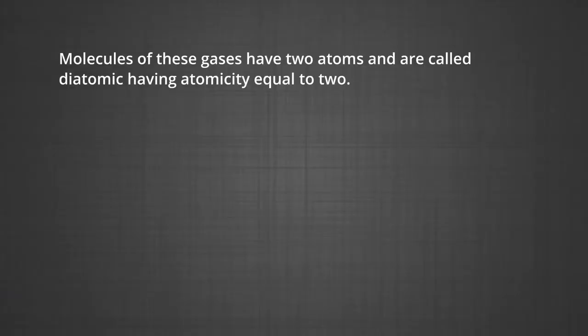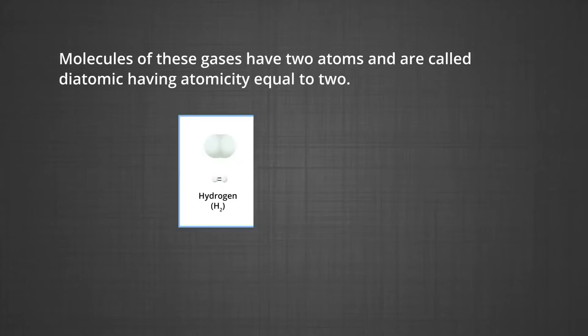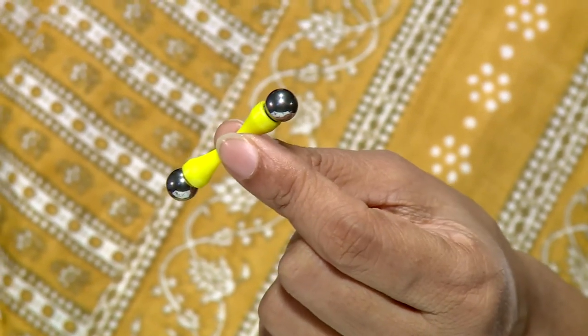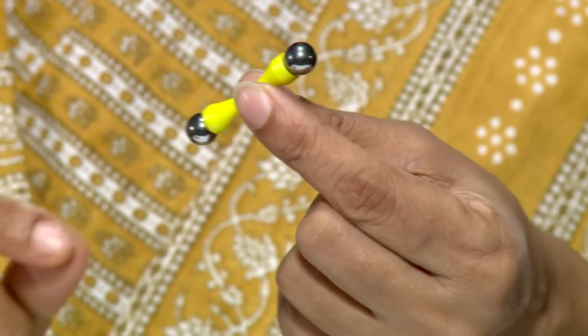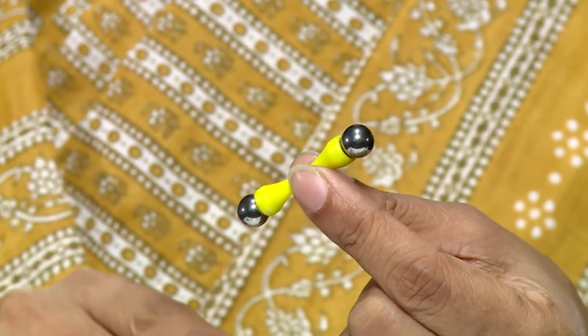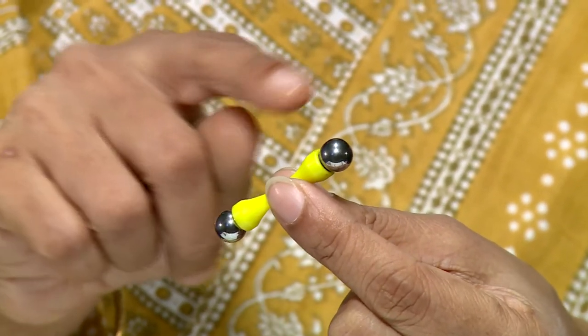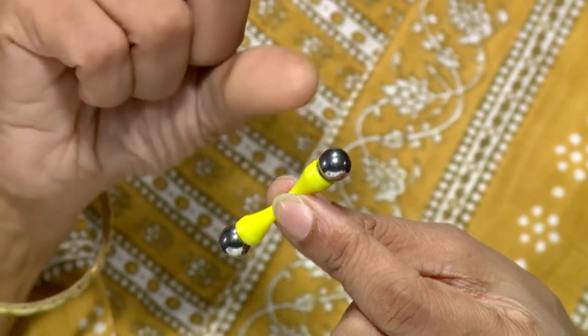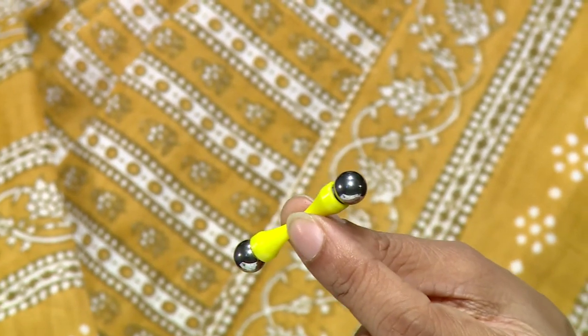Molecules of these gases have two atoms and are called diatomic, having atomicity equal to 2. For example, we have hydrogen, nitrogen, oxygen. Most of these gases are a part of Earth's atmosphere and they are all diatomic gases. This is the model of a diatomic molecule, and in this, the two steel balls are representing the atoms of the diatomic molecule, which are separated by this line, the yellow line over here, and it can represent the bond length of the diatomic molecule.